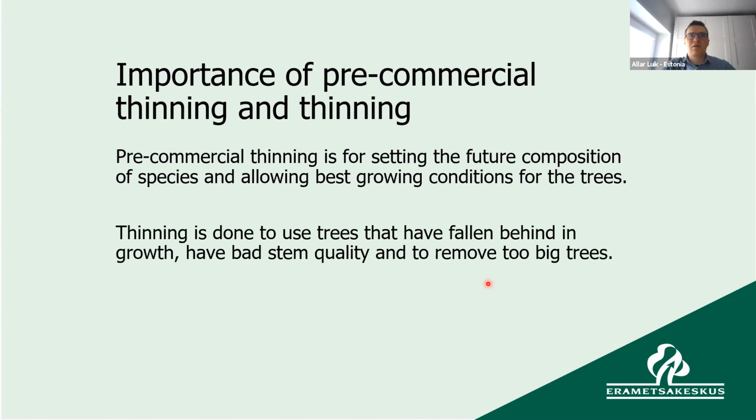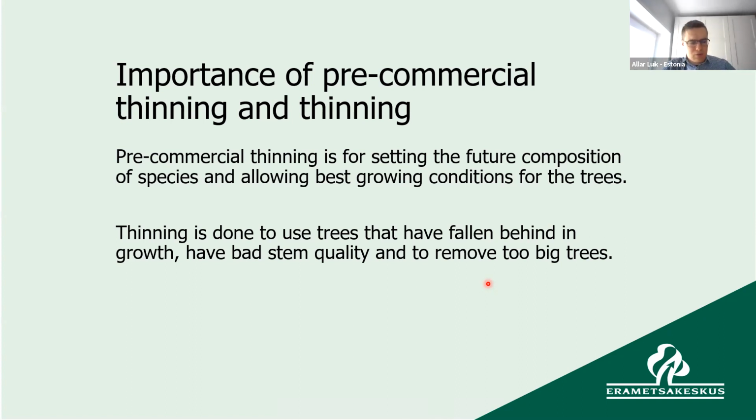And thinning is done to use those trees that have fallen behind in the natural competition. We can use these trees for energy wood, maybe sometimes pulpwood. We can cut out trees that have bad stem quality, and we can also remove too big trees that are sometimes called the wolves of the forest, that take away the light and nutrients from many other trees around them.